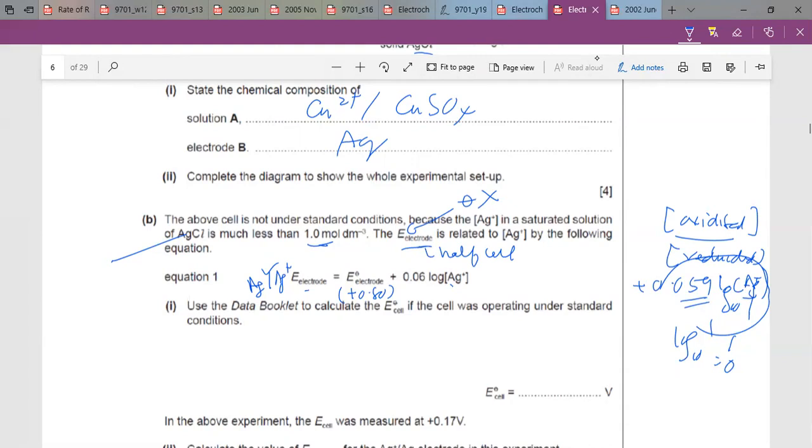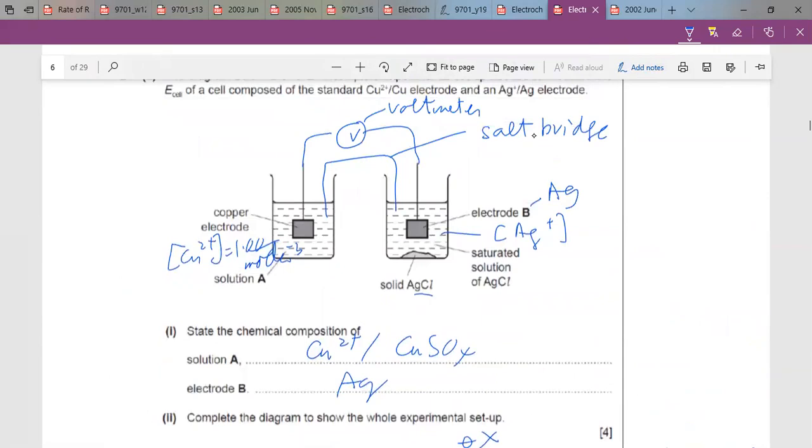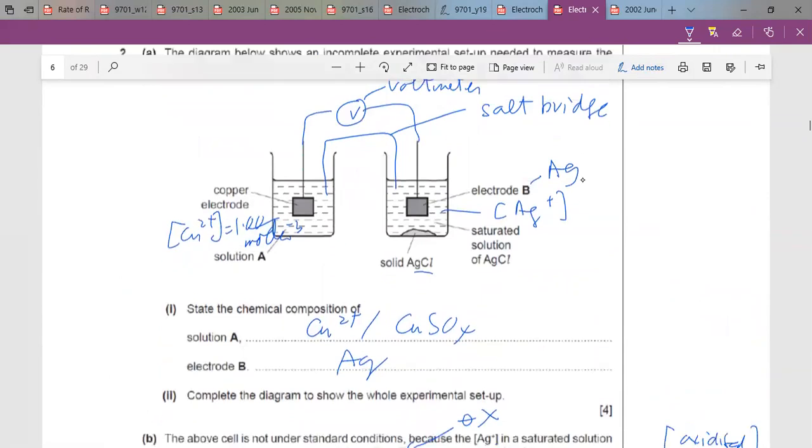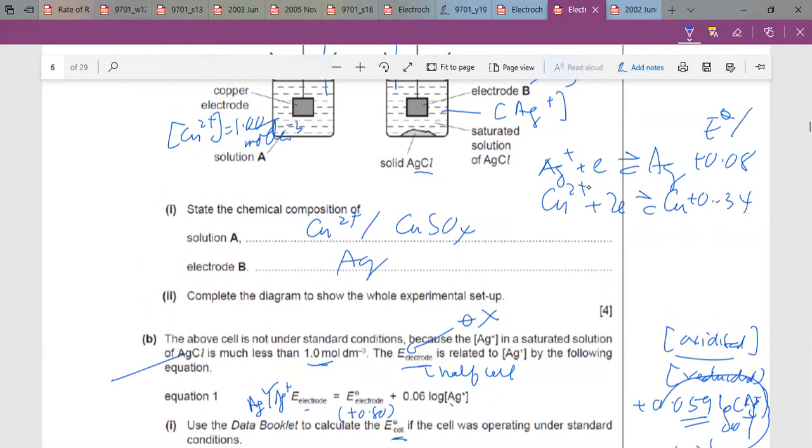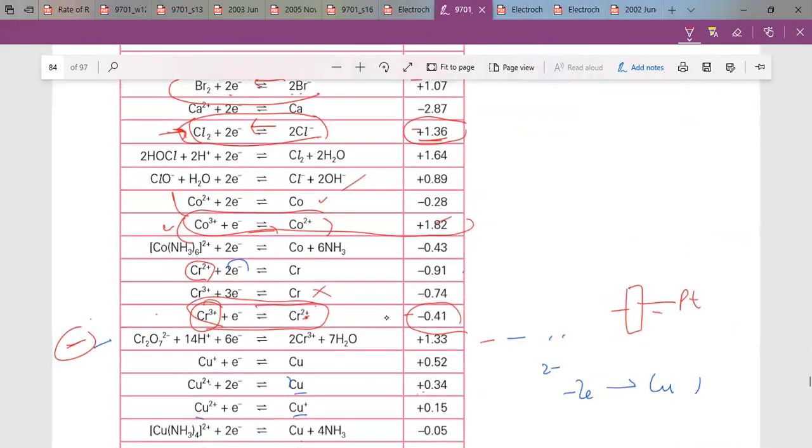So use the data booklet to calculate the E cell of the 2 half cells if the cell was set up under standard conditions. It's quite simple, so you can do it straight away. For silver, you write silver plus plus e, which is well known to be plus 0.80. Copper 2 plus plus 2e, again well known, is 0.34. Let me check again in case I'm wrong. Copper is 0.34. So we got it right here.